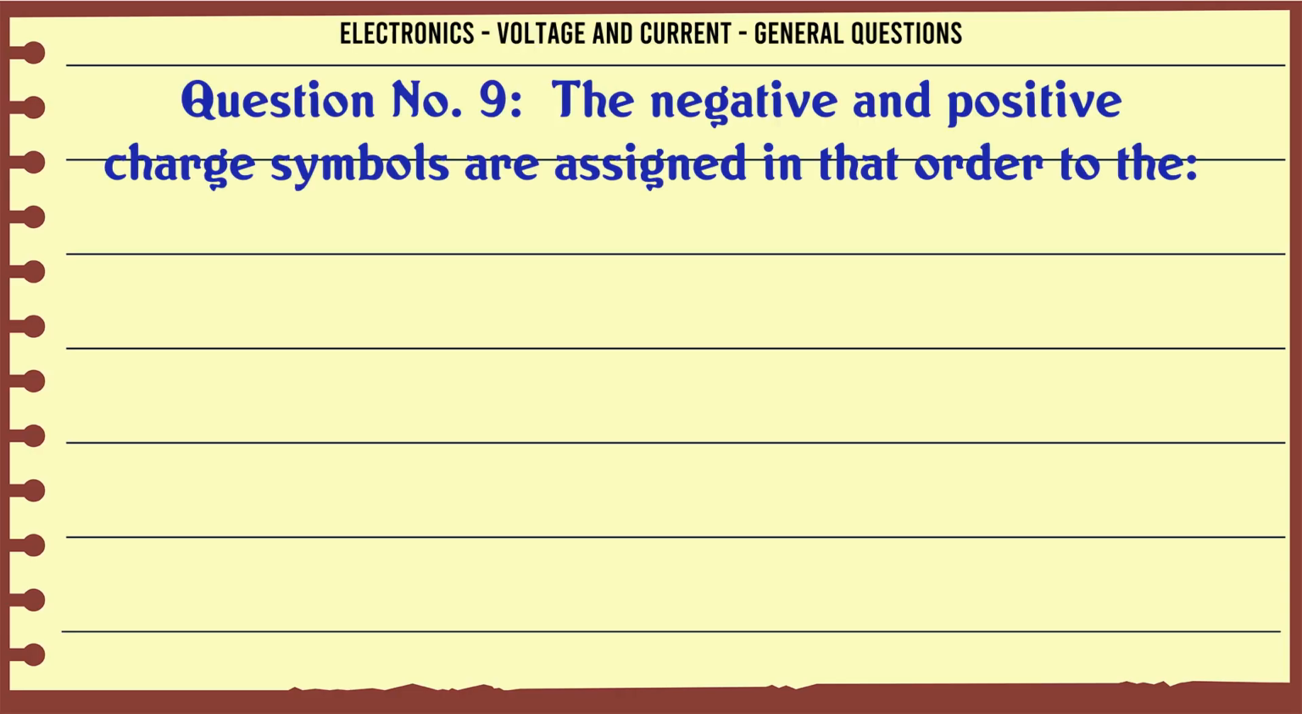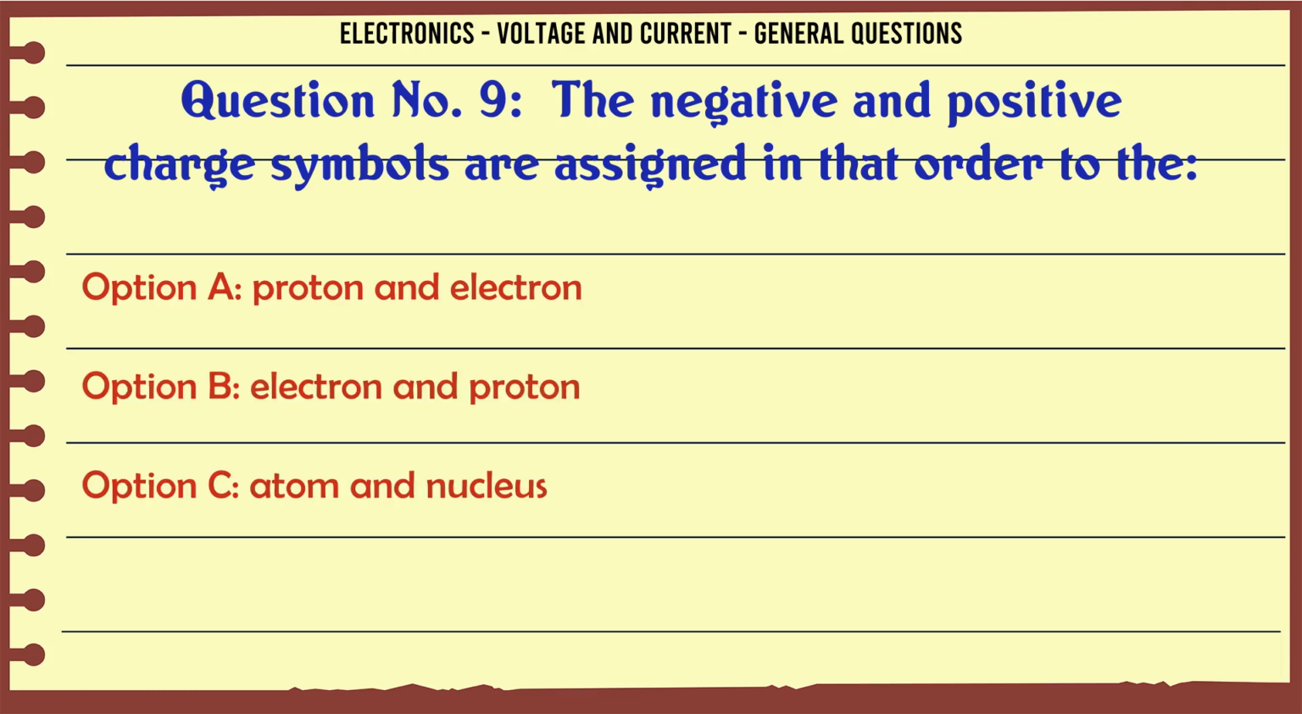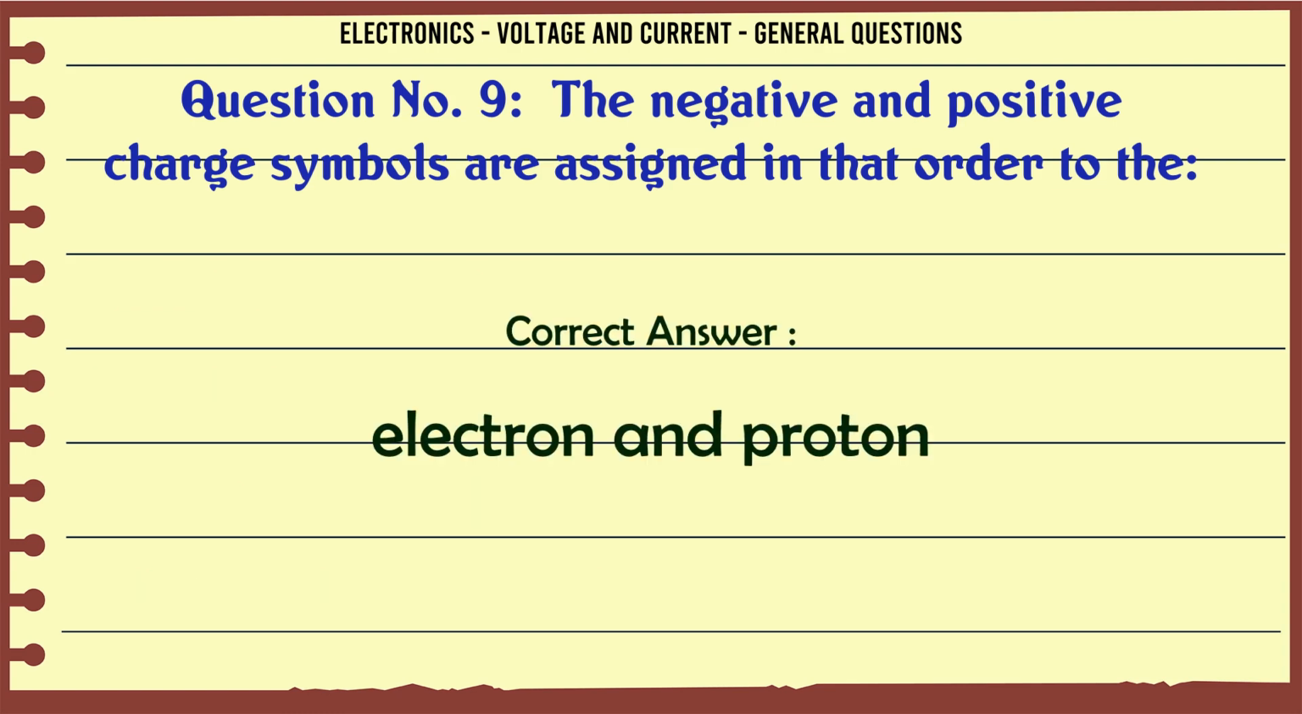The negative and positive charge symbols are assigned in that order to the A. proton and electron. B. electron and proton. C. atom and nucleus. D. electron and element. The correct answer is electron and proton.